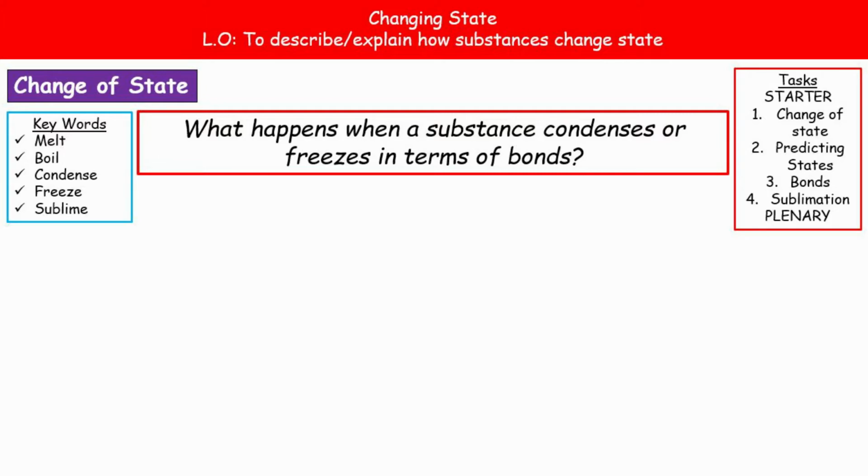So let's see now if we can use that same knowledge about what happens when we're converting from solid to liquid and liquid to gas to explain what's going to happen when a substance condenses or freezes using that idea about bonds.